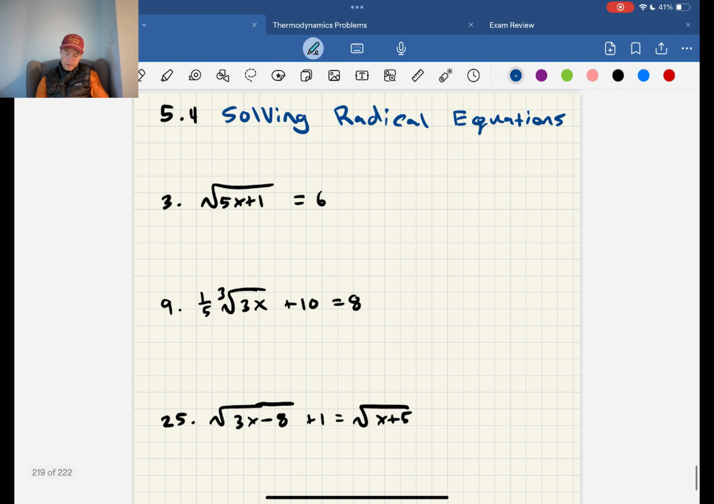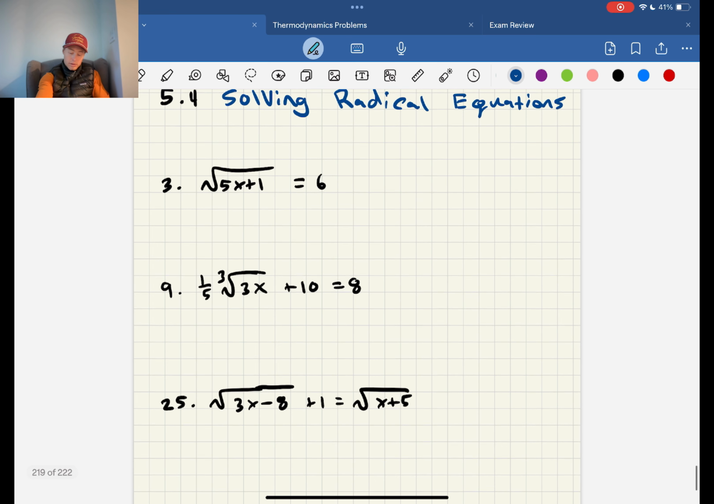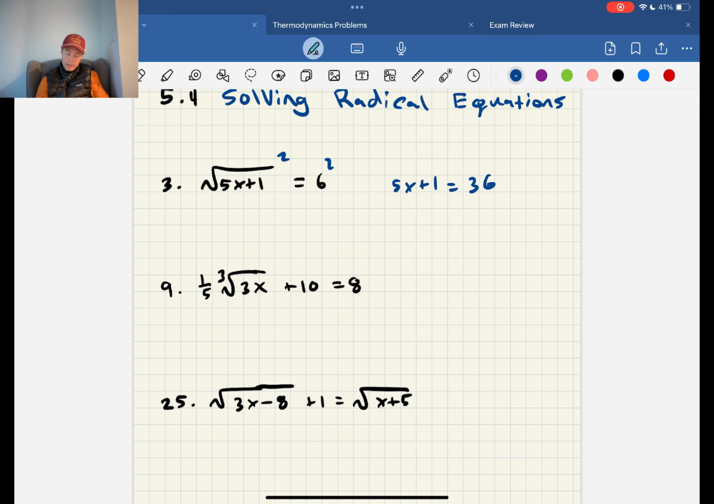5.4, solving radical equations. All right, so I just went straight to the problems on these because these are quite similar to things you've probably done in the past. So for number 3, you just start by squaring both sides, raising both sides to the power of 2. That'll cancel out the radical on the left, turn 6 into a 36. Subtract 1, divide by 5, x equals 7.